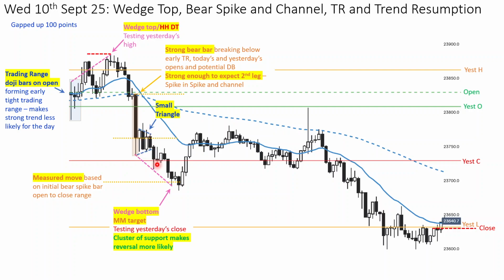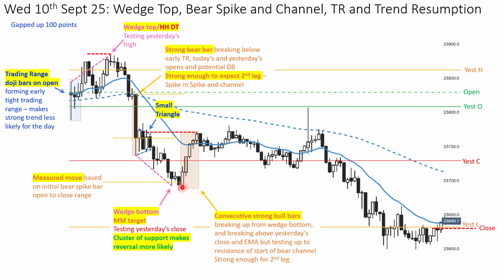and that came down in three legs, forming a wedge bottom around the measured move target, as well as testing below yesterday's close. So here there's a cluster of support which makes a reversal more likely, even if it may not ultimately be successful.